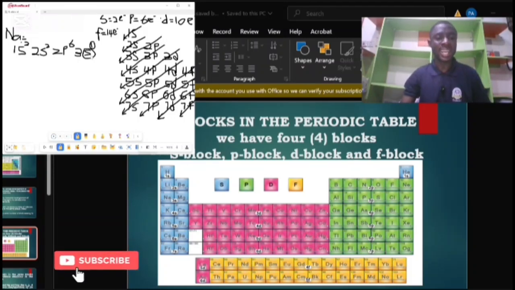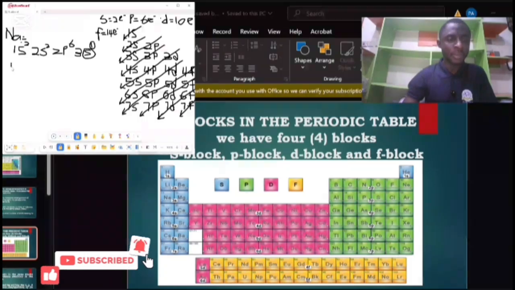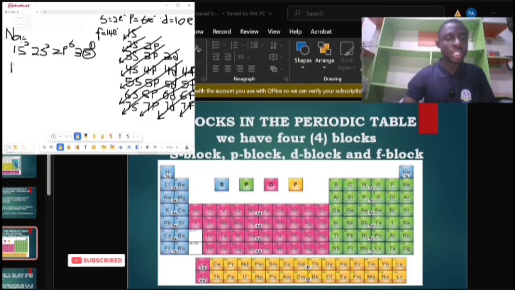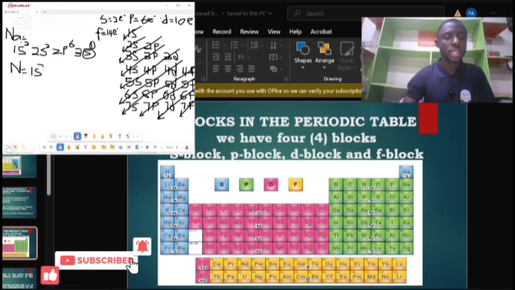Let's go to another element. Let's take for instance nitrogen. Nitrogen is number 7. So let's write the electron configuration. We start from 1s2, then 2s2. We come to the second orbital, 2s2, that is 4. 2 plus 2, 4. We are going to 7.